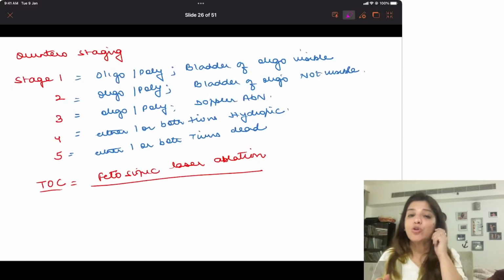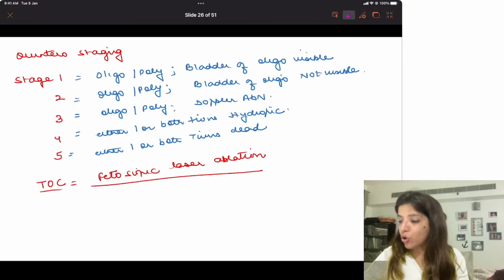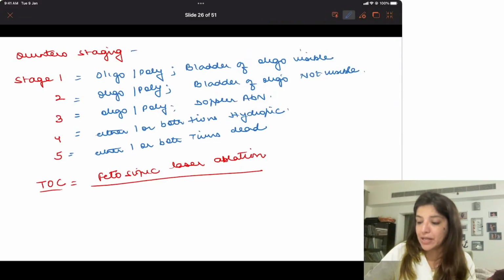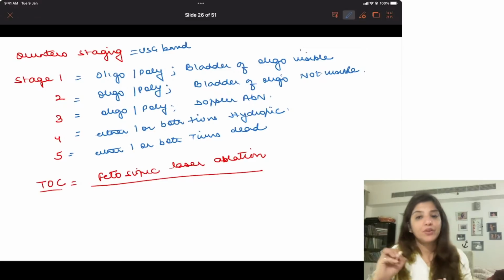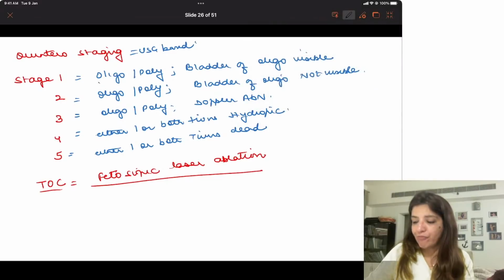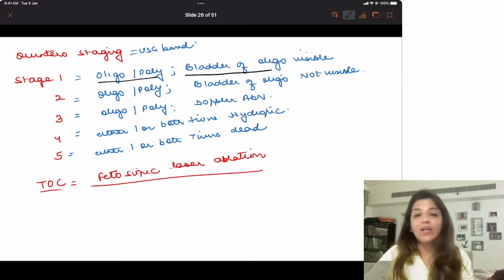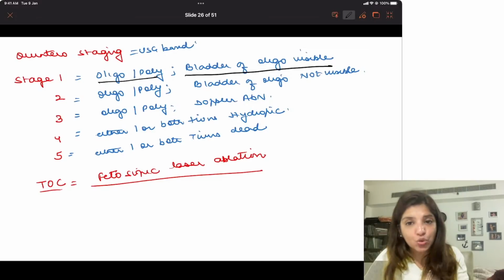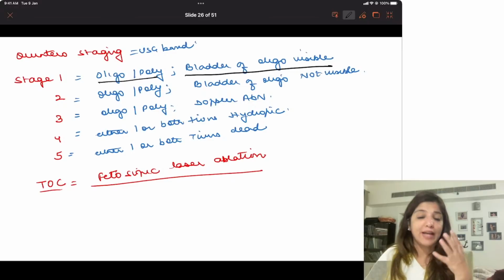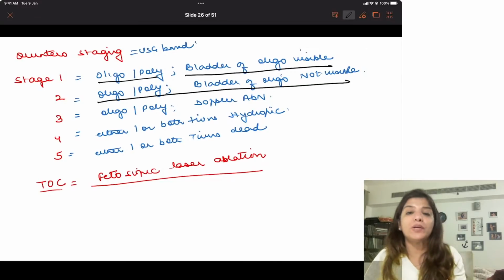Now, when we talk about Quintero staging, see, this Quintero staging is also based on ultrasound. It is an ultrasound based staging, right? In stage 1, one twin will have oligo, the other will have poly, and the bladder of the oligo twin will be visible. Stage 2 means there is so much oligohydramnios that urine formation is not happening. There is no residual urine in the donor twin, so the bladder of the oligo twin is not visible on ultrasound, which makes it stage 2.